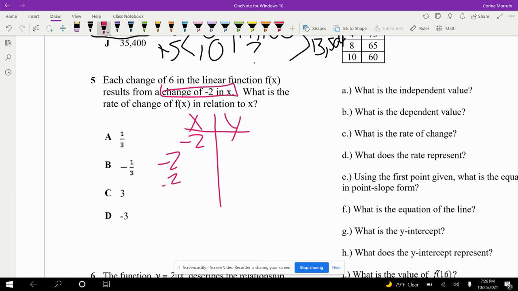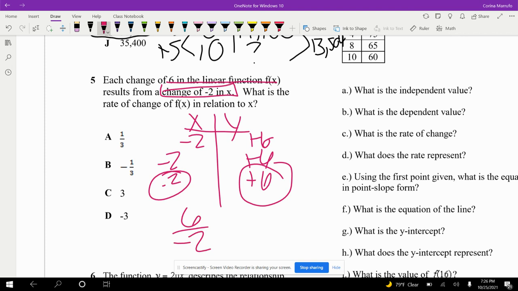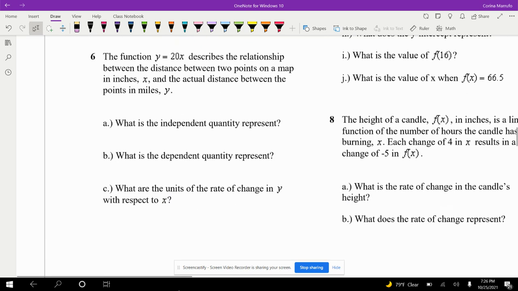Then it says each change of 6 in the linear function f of x. So that means it's plus 6, plus 6, plus 6. So then the change, a rise over a run, 6 over negative 2, that would give us negative 3. So that sounded super tricky, but it's not too bad.